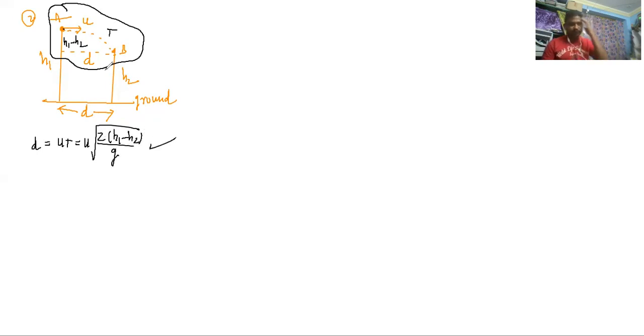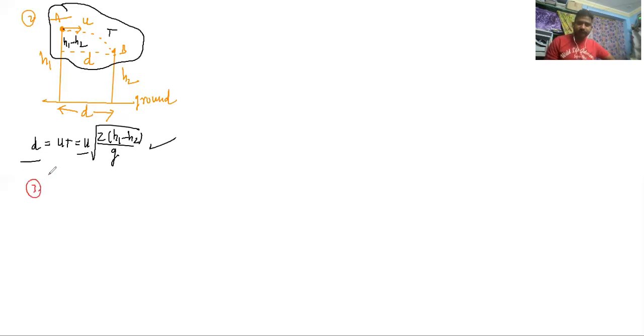So numericals like this will be asked. Here they may give you the value of H1 minus H2. G may be 10 or 9.8 meter per second square according to the given options. U may be given, then you can find D. Or you may need to find U by being given the D value, right? So remember this case also.